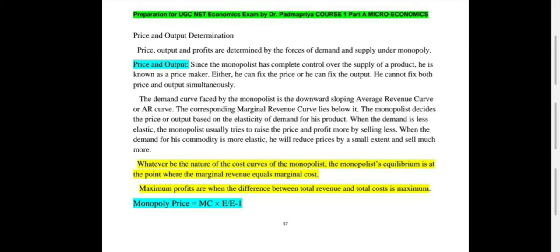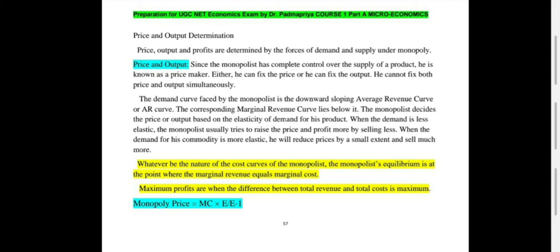Since the monopolist has complete control over the supply of a product, he is known as the price maker. So in perfect competition, the firm is the price taker. Whatever price is offered to him is taken by him. But in monopoly, he is the price maker. He can fix the price or he can fix the output. He cannot fix both price and output simultaneously.